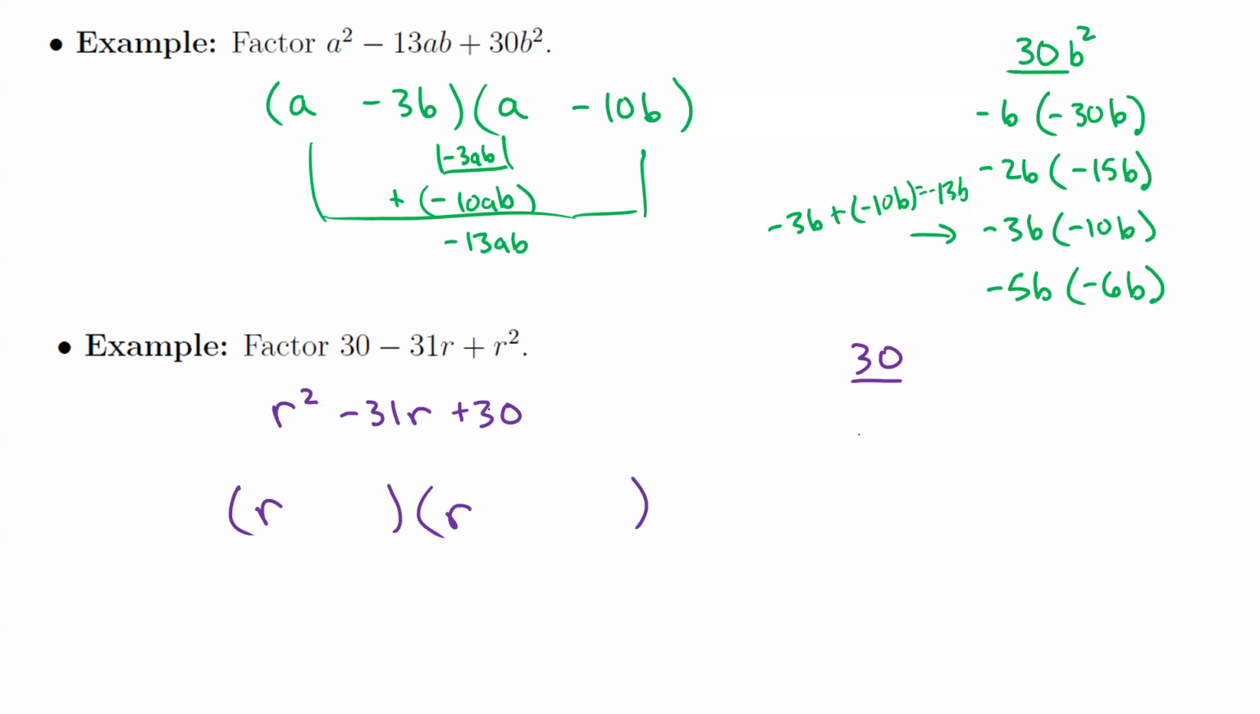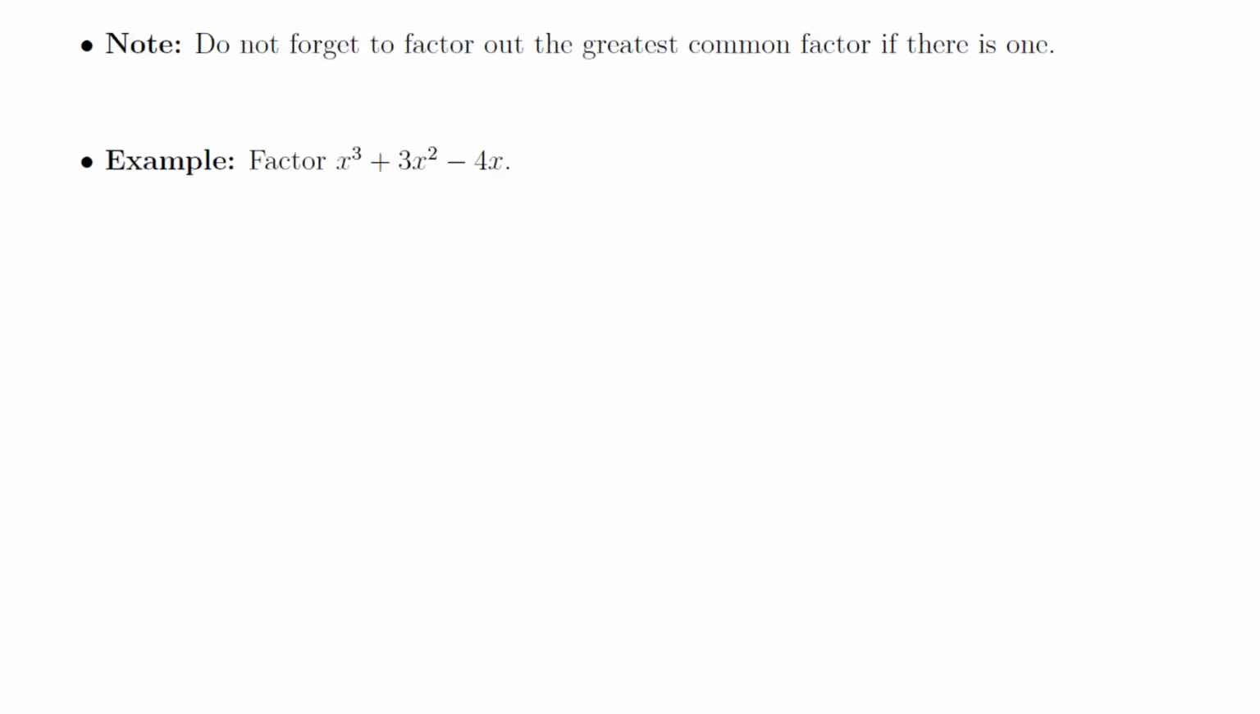Here's another one where I have a plus 30, I have a minus 31 in the middle term. So it's got to be negative times a negative. And look at that. I think I found it on my first try, right? So I don't really have to keep going. Negative 1 times negative 30 would give me that middle term. So there's our factorization. All right.